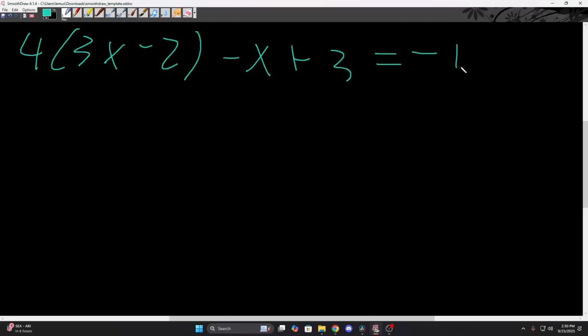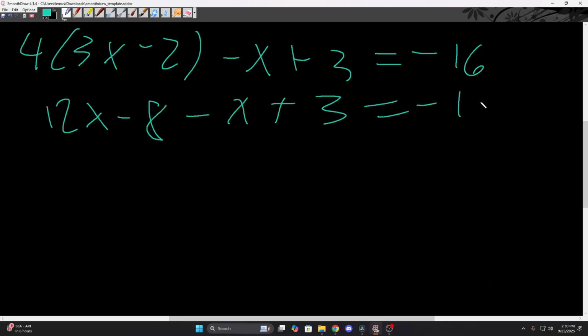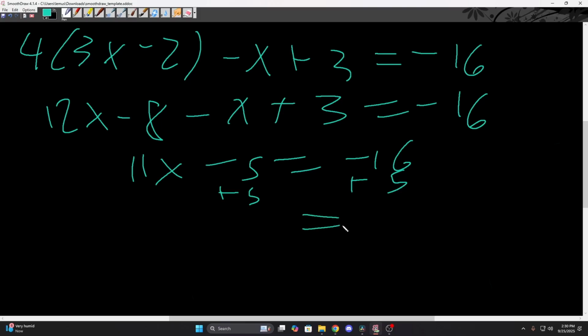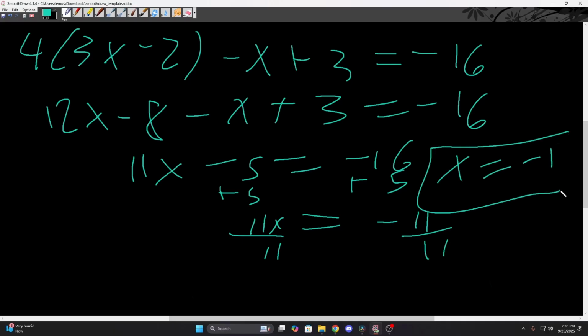Okay, so the next question is 4 times 3x minus 2 minus x plus 3 equals negative 16. Remember PEMDAS, so this would be 12x minus 8 minus x plus 3 equals negative 16. So here 12, and that's 11x minus 8 and plus 3, that's minus 5. Negative 16. You add 5 on both sides. This should be negative 11. 11x. Then you divide, and then x should be negative 1.